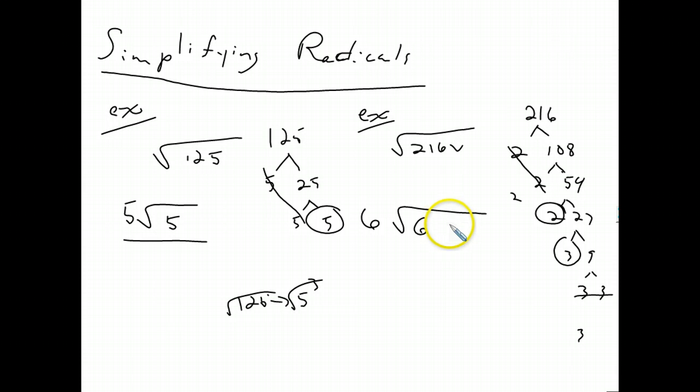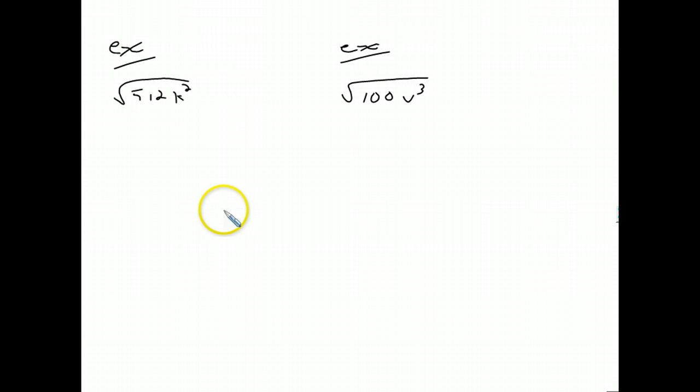Can't really do anything with this v because it's only a single v, so it's going to stay inside as well. Again, this is probably the point where you can try to start figuring these out if you can. If not, that's okay. Just keep trying. So with these, look at your number first, and then you can look at your variable. So try to do the prime factors of 512. Well, that might take a while, who knows.